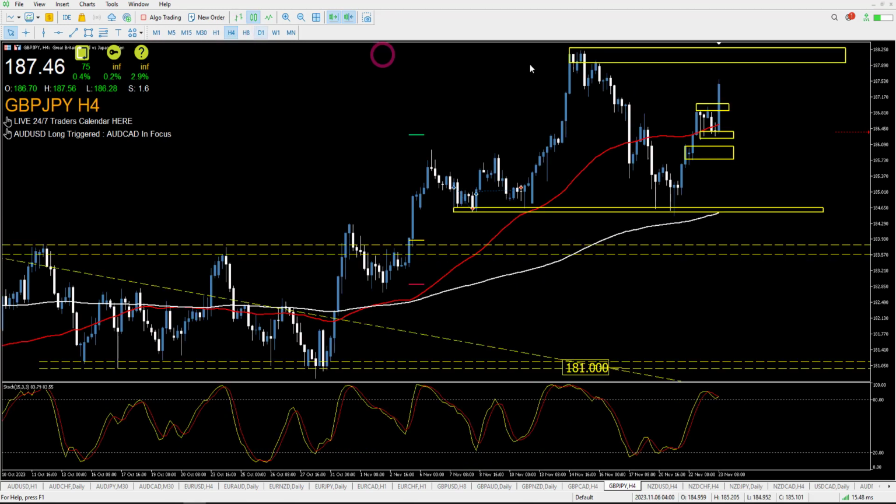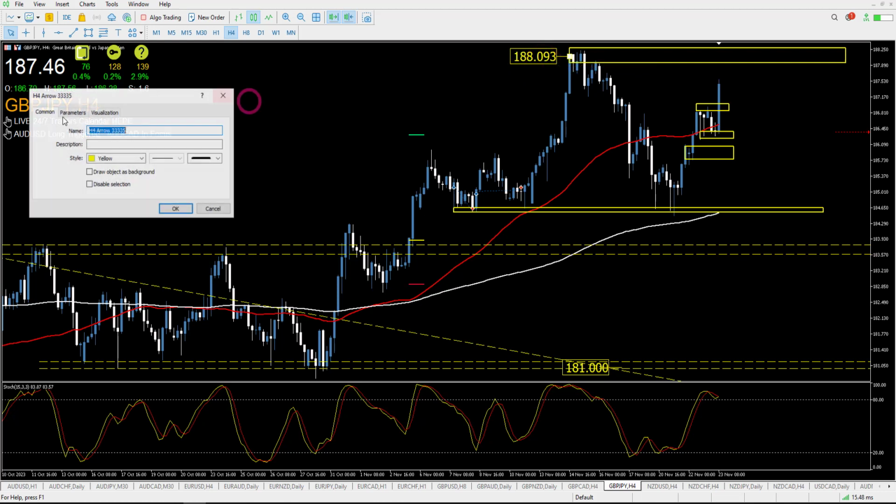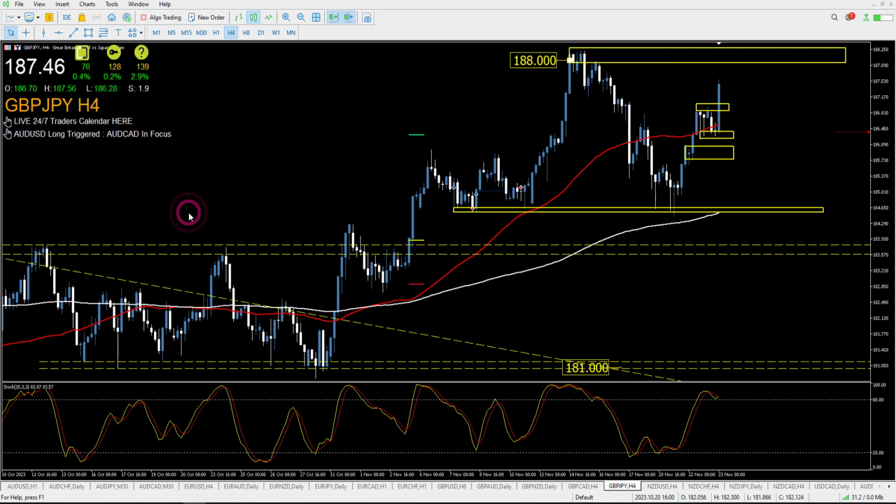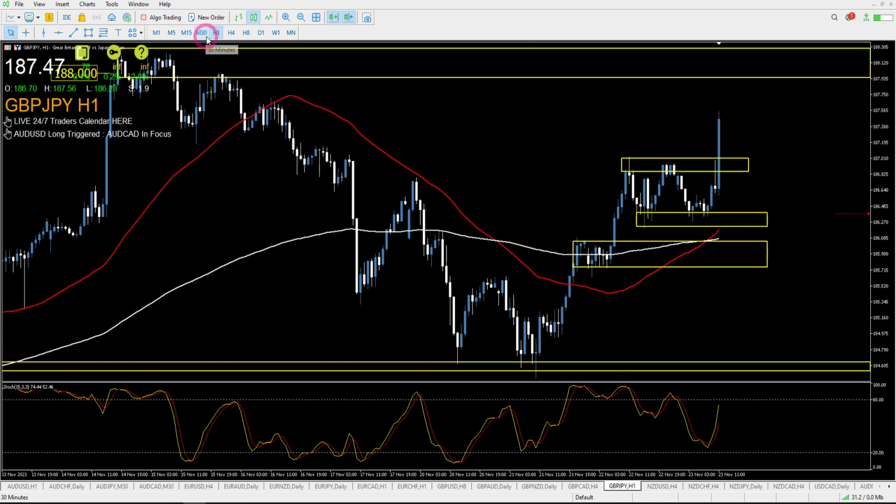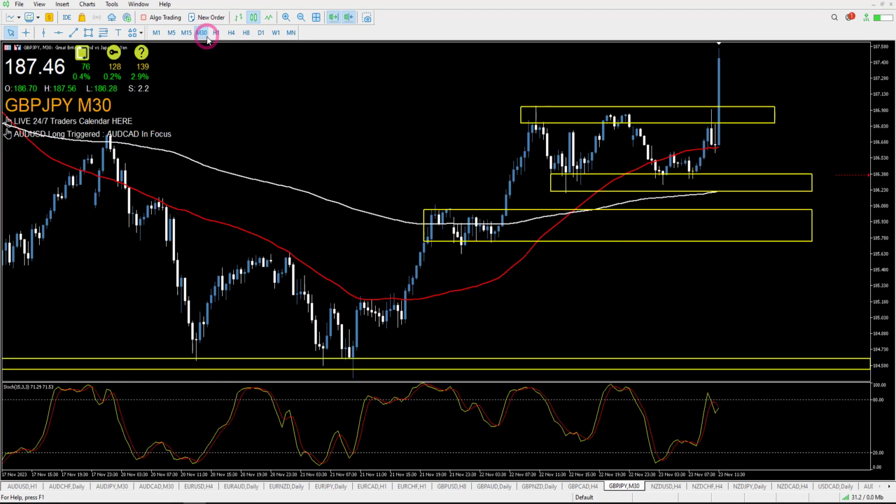I do like the idea again of price coming up towards these key swing highs that formed back here on the 15th of November, up towards that 188 handle. So I do quite like the idea of price doing that. I'm just waiting to see if there are any pullbacks here at the moment, but nothing to report just as yet.